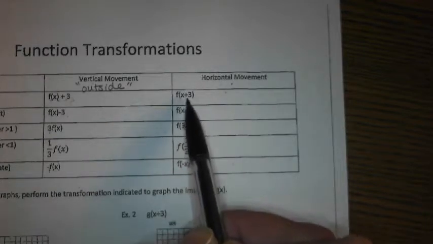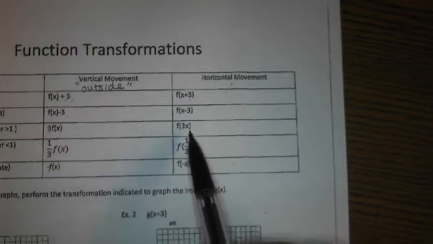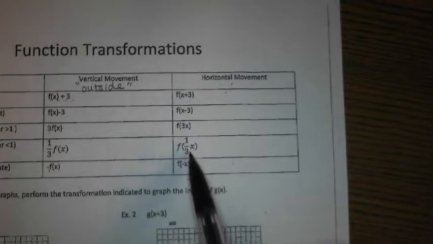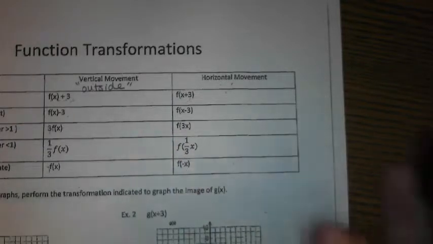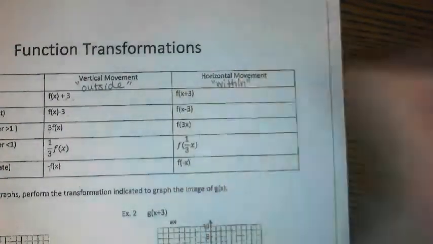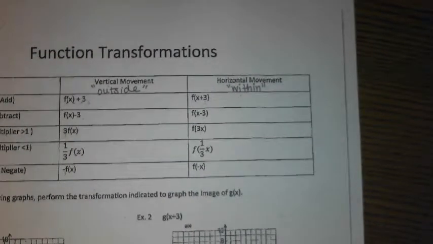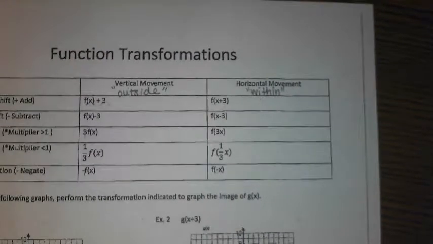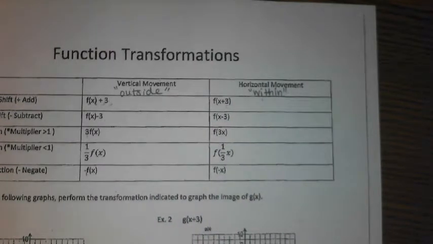This one is f of x plus 3, so that's inside the function, within the function. Here the multiplier is within the function. Same thing with the negative sign down here. So anything within the function is going to qualify as horizontal. So that's the first big point I want to make. What's vertical, what's horizontal, and how do you tell? Outside the function is vertical, inside the function is horizontal. Okay?